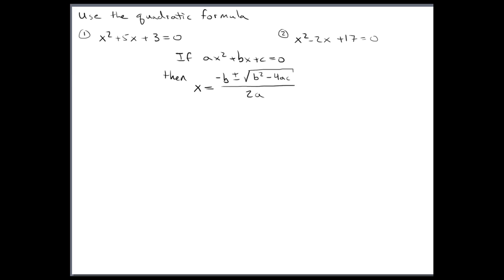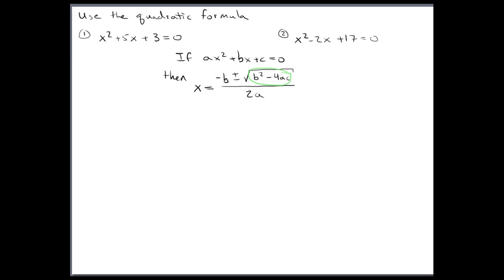And this right here, this little bit, that's our discriminant. So that tells us about the number of roots and any imaginary solutions that come from underneath the square root.